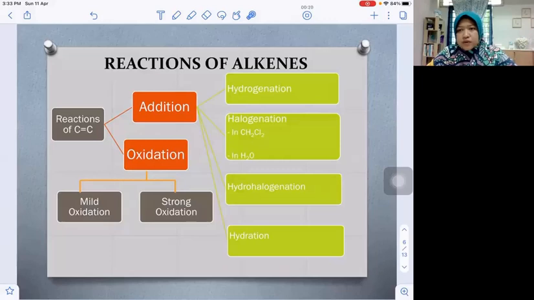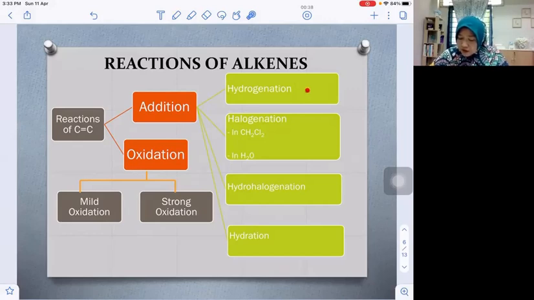Next, we are moving to the reactions of alkene. If you look at your table, the summary of the organic reactions, we have 1, 2, 3, 4, 5, 6 reactions of alkene. So let's go through them one by one.